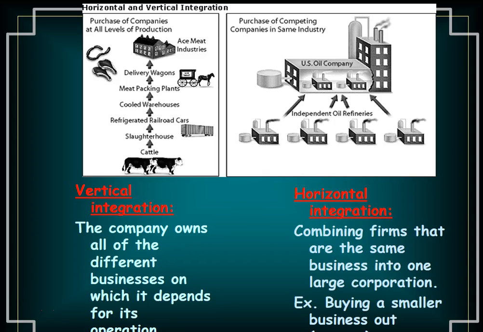The other one is horizontal integration. And take a look at the picture. Okay, you have your one big oil company here, and then you have 4 smaller oil companies. So your definition is combining firms that are the same business into one large corporation. An example of that would be buying out a smaller business, like a merger. Okay, and so this large business comes in, and they essentially force these smaller businesses out of business, or they can say, well, if you join with us, you'll still have some stake in the stock, but you won't go out of business. Okay, and Rockefeller did that with his oil industry.